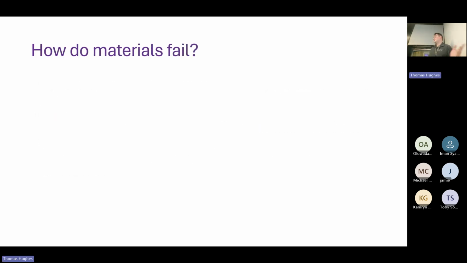So any ideas how materials fail? Any ideas? Just shout them out. How would a material fail? How would a part fail? How would anything fail?